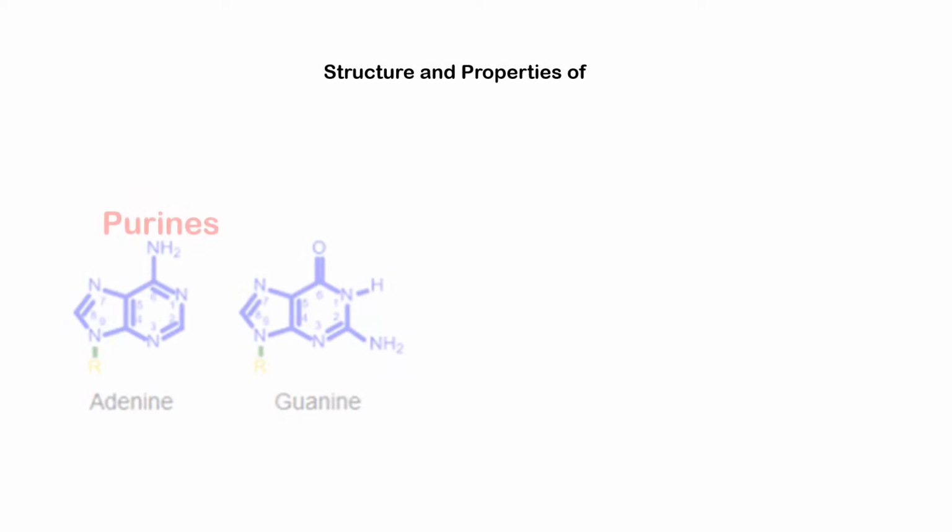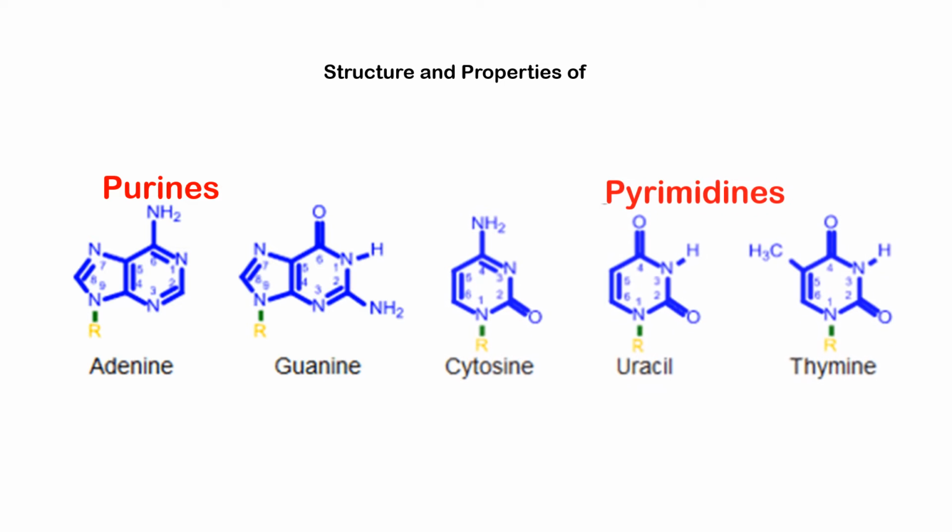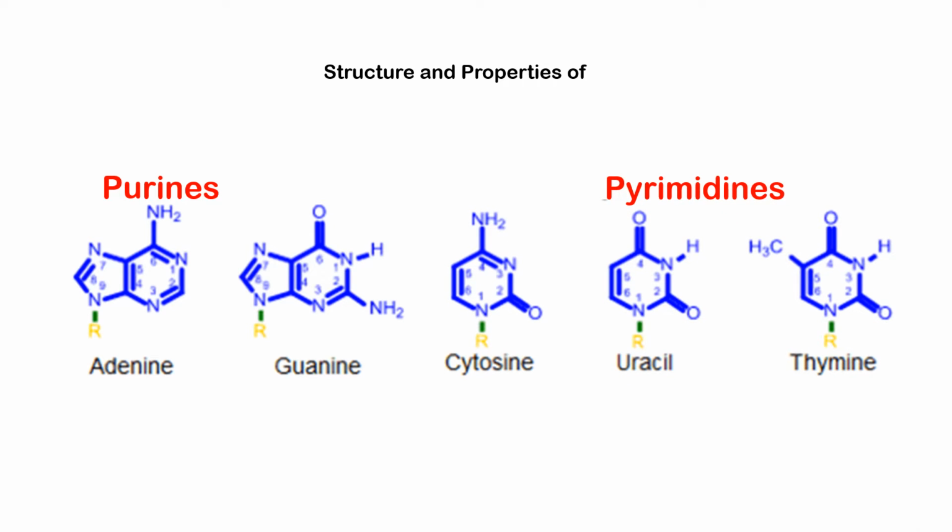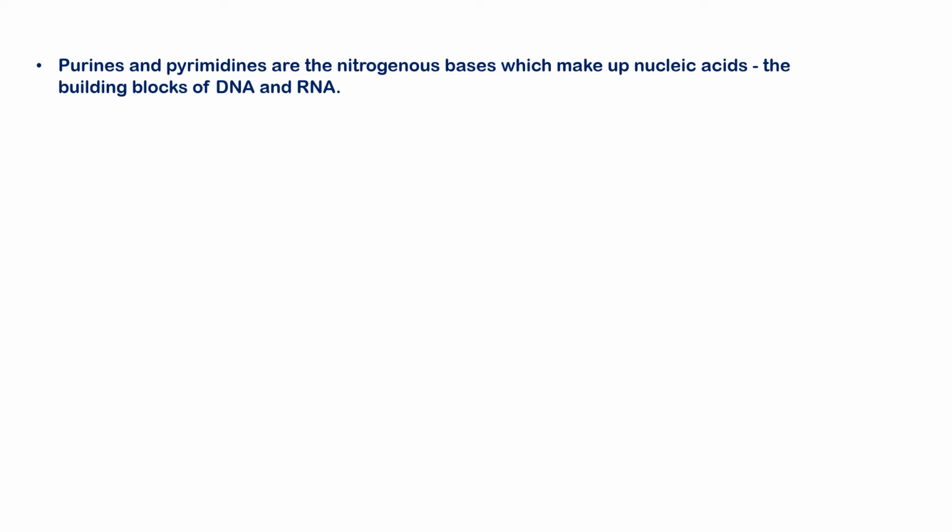Structure and properties of purines and pyrimidines. Purines and pyrimidines are the nitrogenous bases which make up nucleic acids, the building blocks of DNA and RNA.